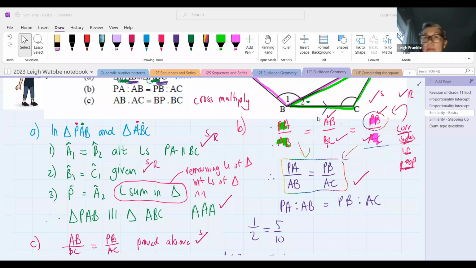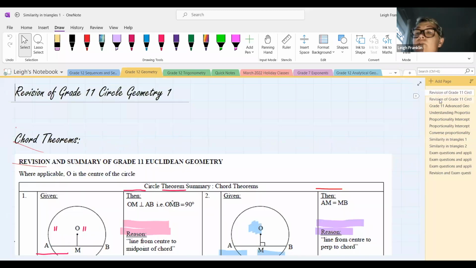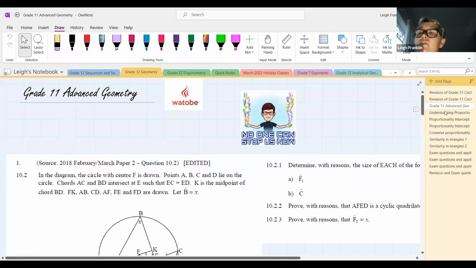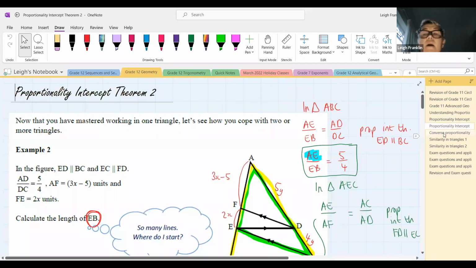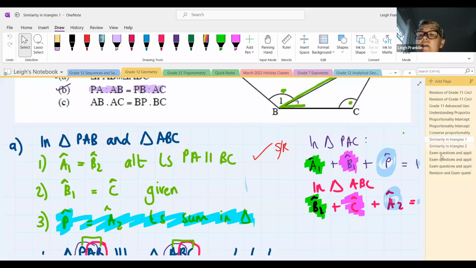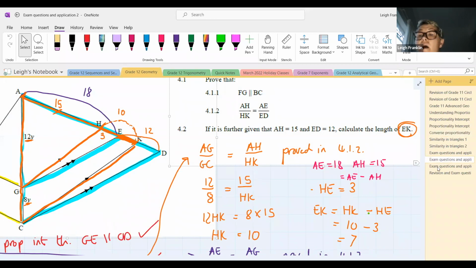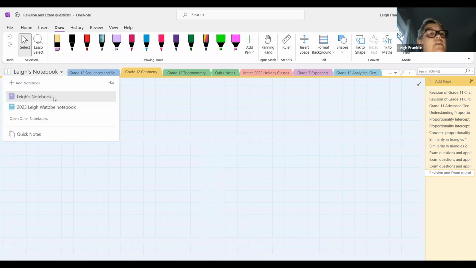Yeah, yeah. So if I just show you very quickly over here, this was what I did last year. Okay, so you can see here this grade, this is what you'll be looking at. So there was revision of grade 11, then there was advanced questions on grade 11, understanding proportions, proportionality intercept theorem, converse proportionality intercept theorem, similarity, and then loads of exam questions that I had done as well. So yeah, go back and watch all of those, and yeah, that should help you. Okay, so yeah, it was an extensive course.